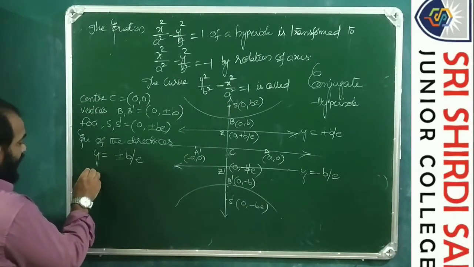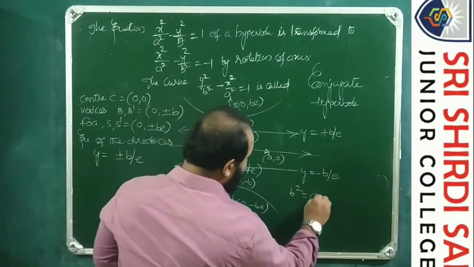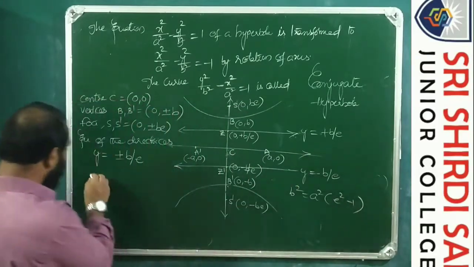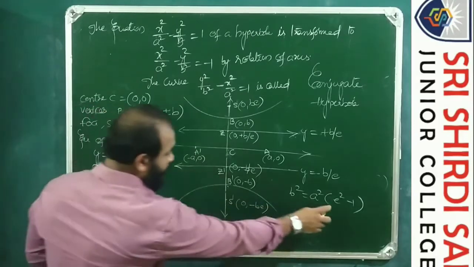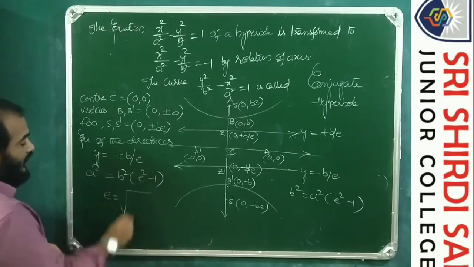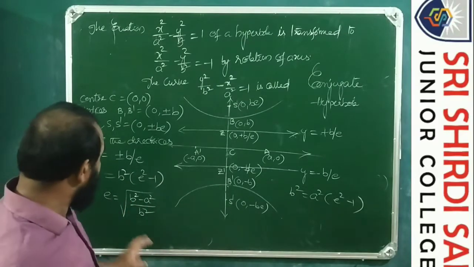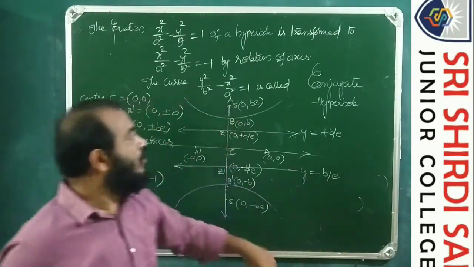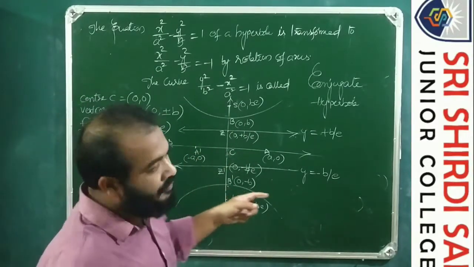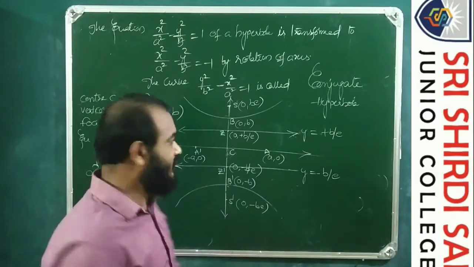And the eccentricity e is connected by the relation. Earlier, b square is equals to a square into e square minus 1, we got for the hyperbola. So for the conjugate hyperbola, a square is equals to b square into e square minus 1. Therefore e is equals to square root of b square plus a square by b square. Earlier it is a square plus b square by a square. So this is the conjugate hyperbola. Now, what if the length of the transverse axis is equals to the length of the conjugate axis? Let us see that.